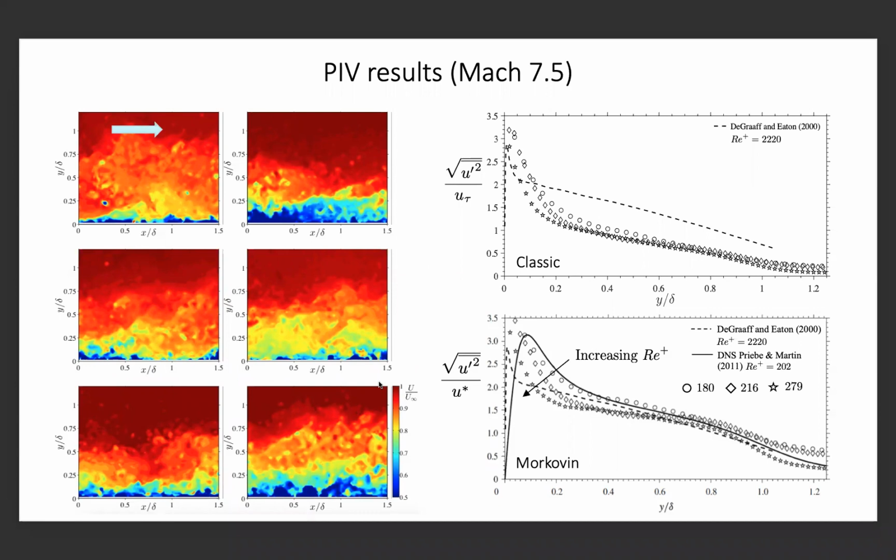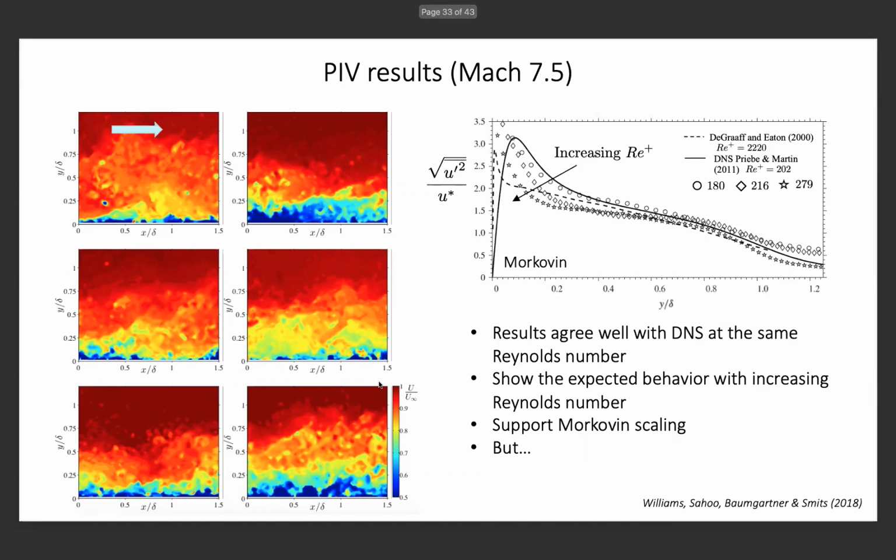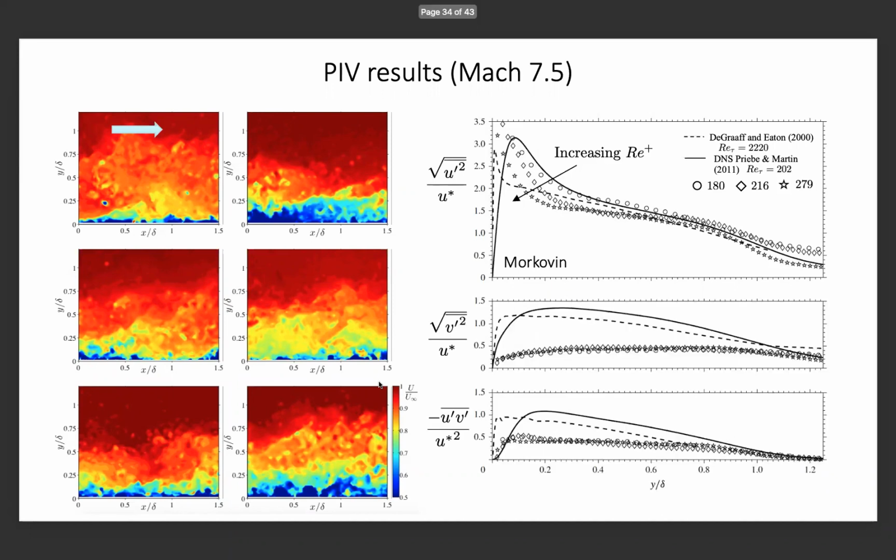But on the right, quantitatively, we see that indeed Morkovin scaling does collapse the boundary layer more or less, but only in the outer region. There's still an effect of increasing Reynolds number near the wall, but the agreement at matched Reynolds numbers with DNS, that's the circles with the solid black line, is very satisfying. So we seem to be getting some good results for that. So results agree with DNS at the same Reynolds number. They show the expected behavior with increasing Reynolds number, and those support Morkovin scaling.